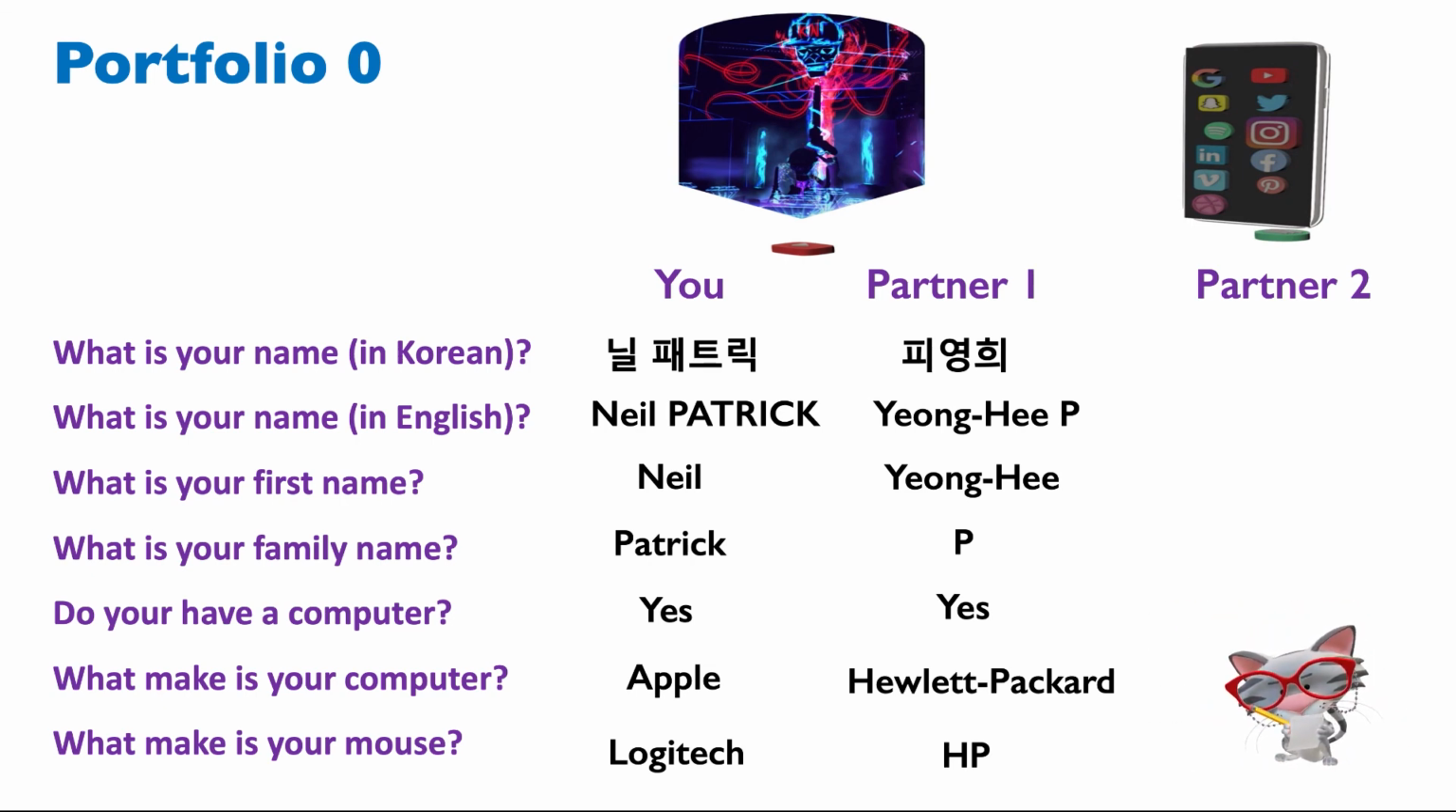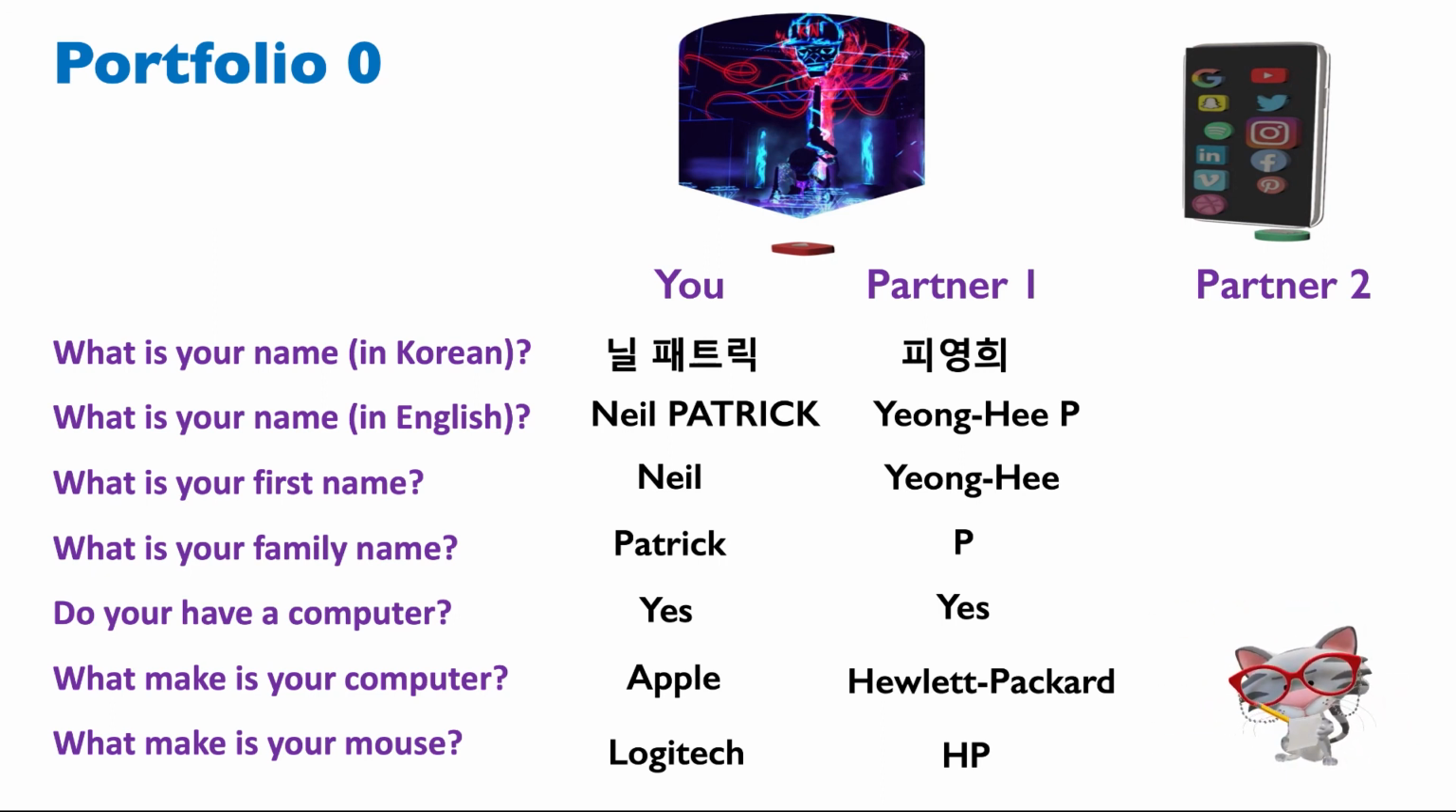What is your name? My name is Neil Patrick. What is your name in English? Neil Patrick. Why is your Patrick in capitals? If you are traveling, quite often you have to write your name in capital letters so it's easier for people to understand it. So what is your first name? My first name is Neil. Like Young-hee, my first name. What is your family name? My family name is Patrick. Patrick is my surname. Wow, that's very long. My surname is very short, P.